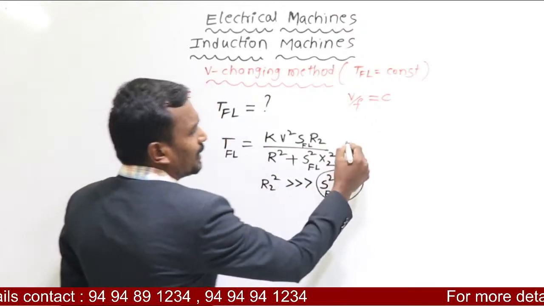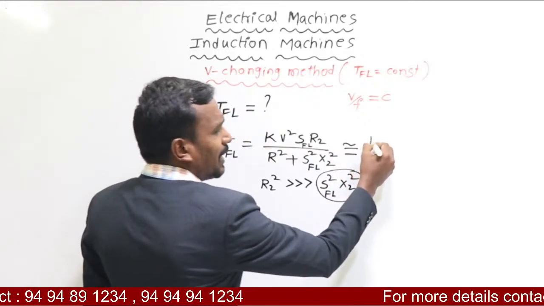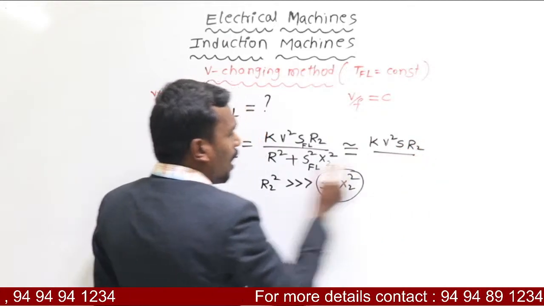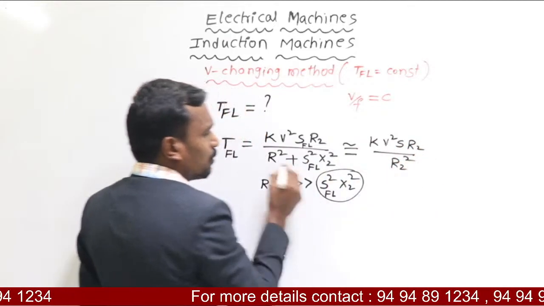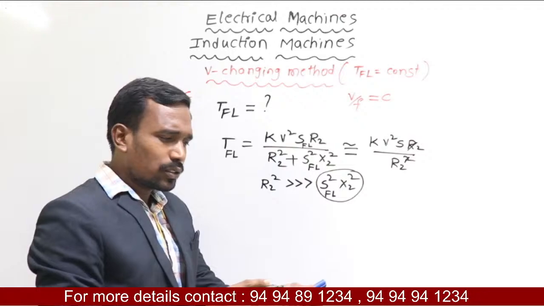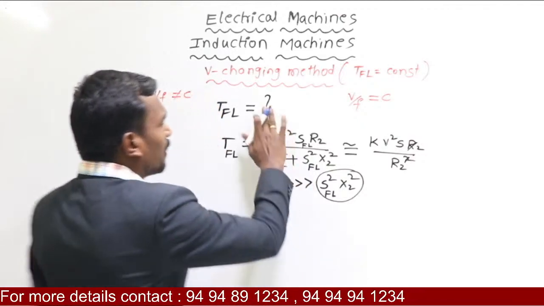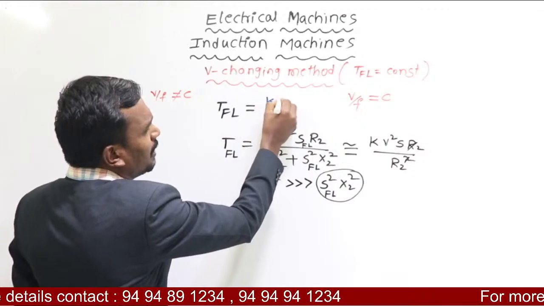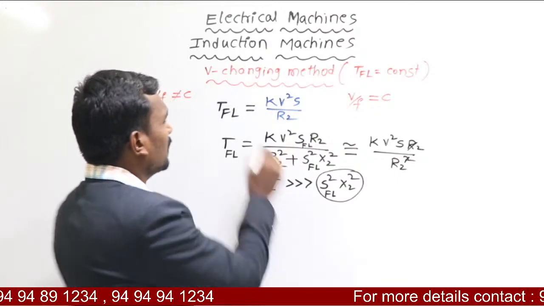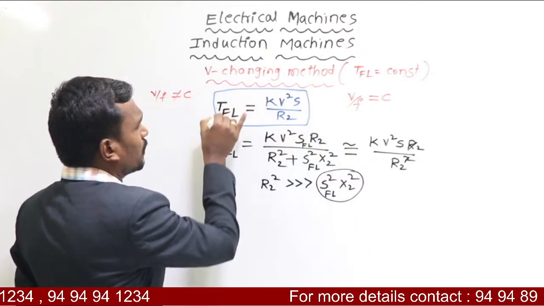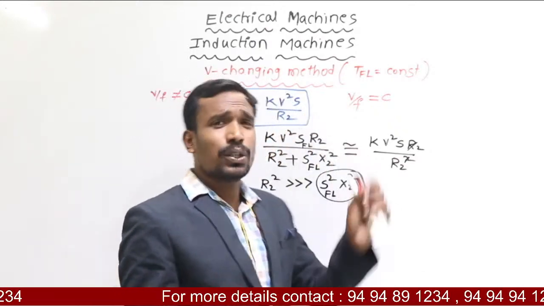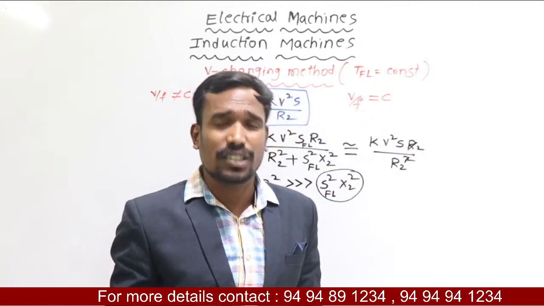So the approximated full load torque formula is K V square S into R2 by R2 square. R2 gets cancelled. So finally the approximated full load torque formula is K V square S by R2. This is the approximated full load torque formula. Not an accurate formula, an approximation formula. We are using only this one to draw the characteristics actually.